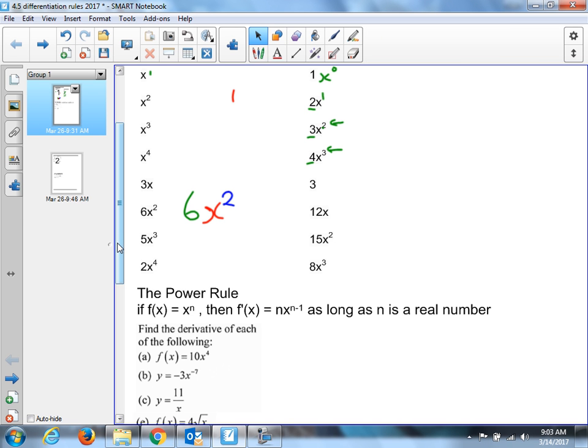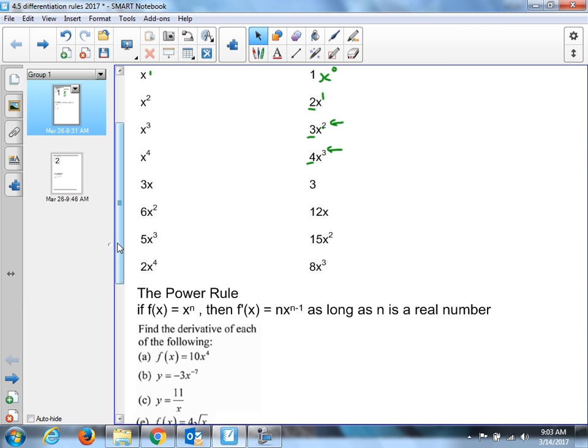How does this work compared to what we did before? I think of it as 6 times the x squared. Well, if it was just x squared, I'd say 2 times x to the power of 1 is the derivative, right? It's 6 times that. 6 times 2 is 12, x to the 1. You guys get that?